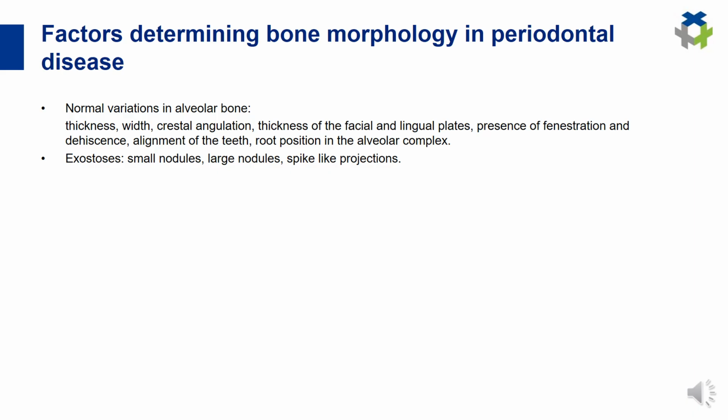Normal variations can occur in the alveolar bone in the thickness, width, crestal angulation, thickness of the facial and lingual plates, presence of fenestration, dehiscence, and exostosis like small nodules, large nodules, and spike-like protrusions.